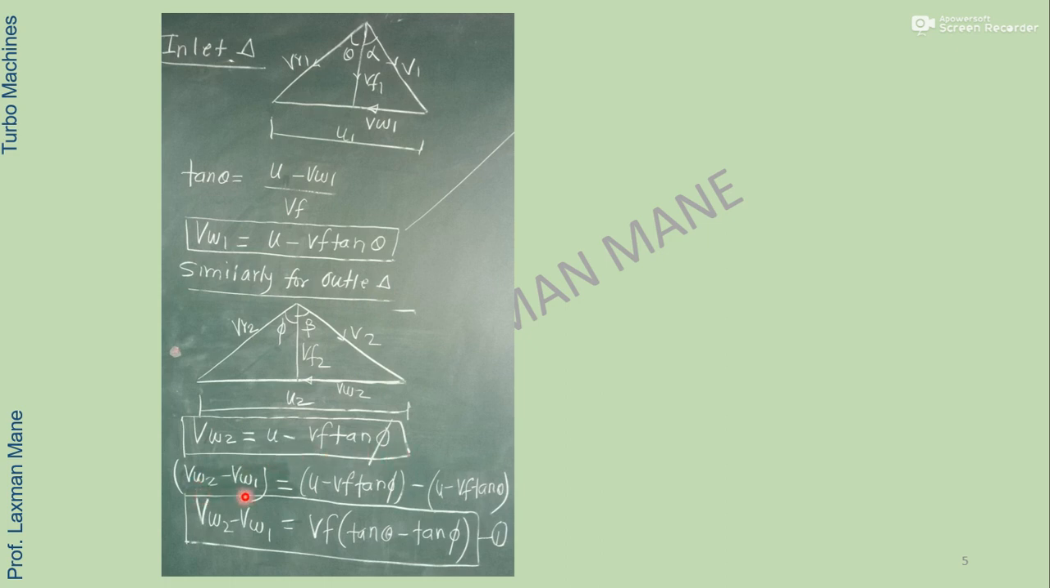Then we take VW2 minus VW1 is equal to this expression minus this expression. So (U minus VF tan phi) minus another bracket (U minus VF tan theta). By solving this bracket and taking VF as common, this U and this U will get cancelled. So the equation comes VW2 minus VW1 is equal to VF (tan theta minus tan phi). Say this as equation number 1.